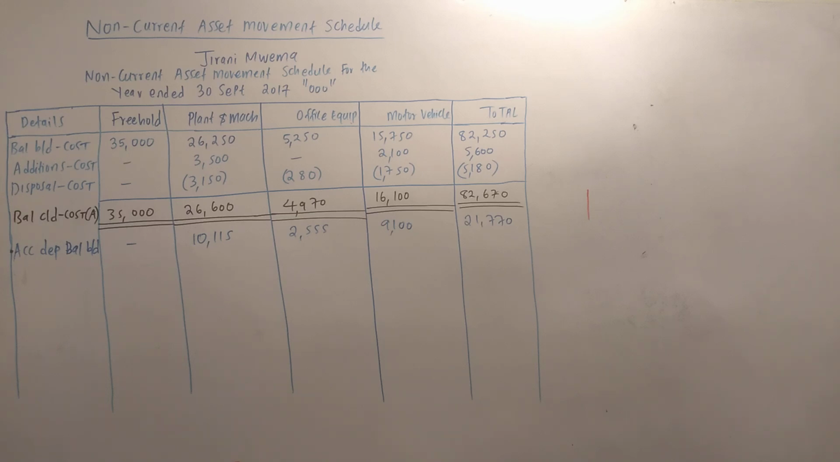And then we add the depreciation charge for the year. This one we need to compute. Depreciation charge for the year. There is no accumulated depreciation for Freehold because there was no depreciation policy in 2015. So the depreciation started in 2016.